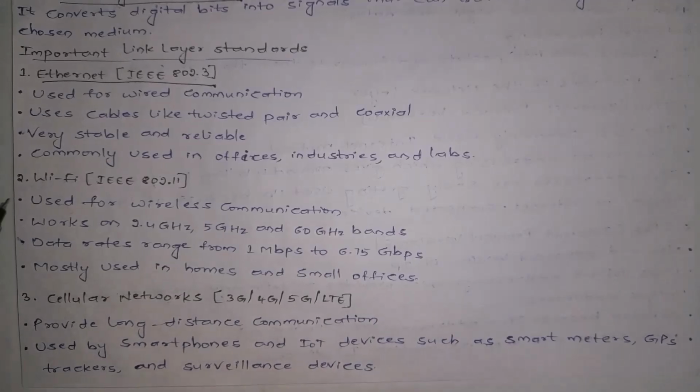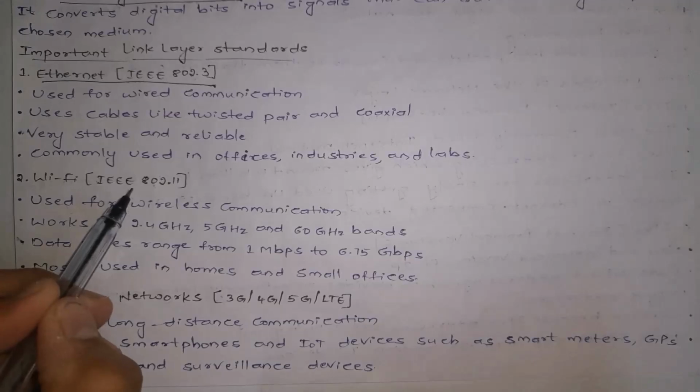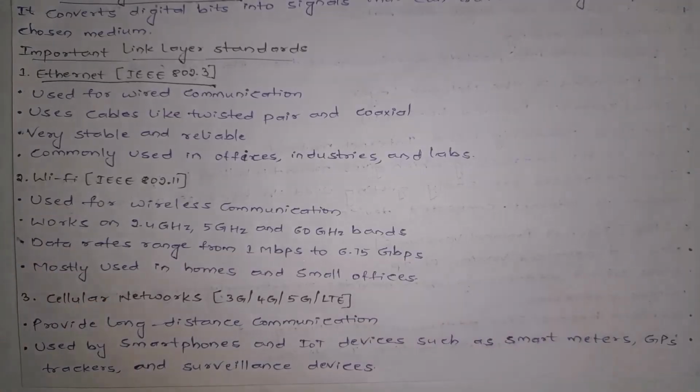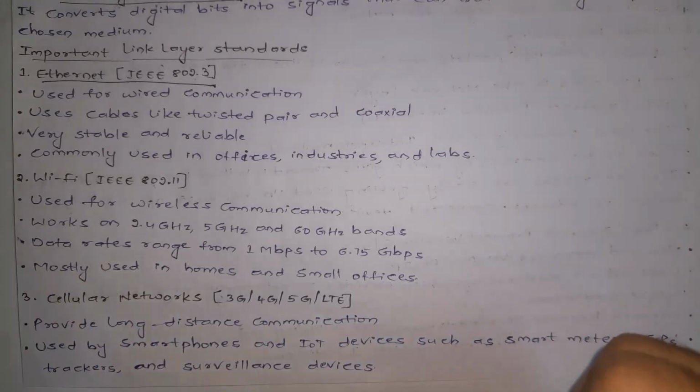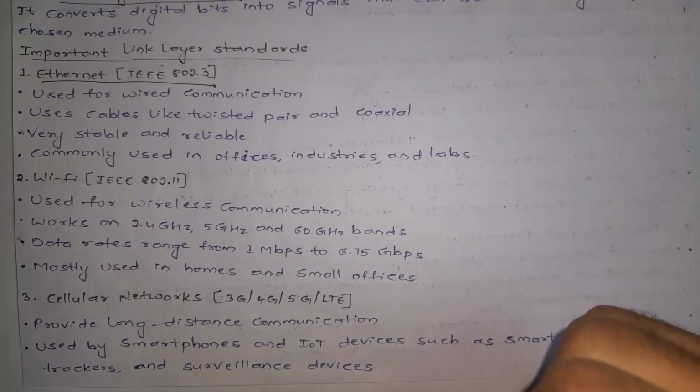And the second one is Wi-Fi, the IEEE 802.11 standard. As we all know, Wi-Fi is wireless communication and it works on 2.4 GHz, 5 GHz, etc. And Wi-Fi data rates range from 1 Mbps to 6.75 Gbps. And normally we use Wi-Fi in homes and small offices.